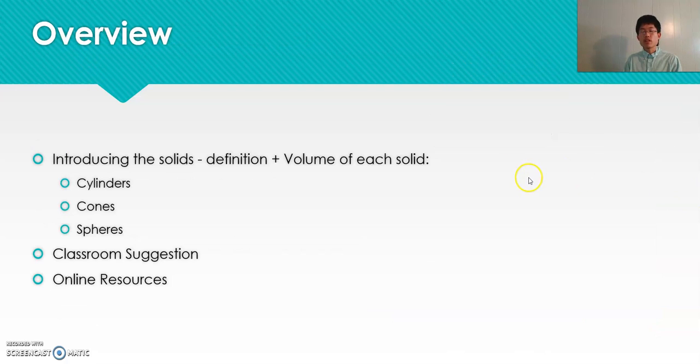And here are the topics I will do today. I'm going to introduce the solids, the definition kind of thing, what the characteristics are, and I'm also going to do the volume of each solid. Now the solids I'm going to do are the cylinders, cones, and spheres. I'm going to do classroom suggestions, which I did not in the previous video, but two or three videos before, which I did with the prisms and pyramids. And then I'll also have another online resource that I want to share.